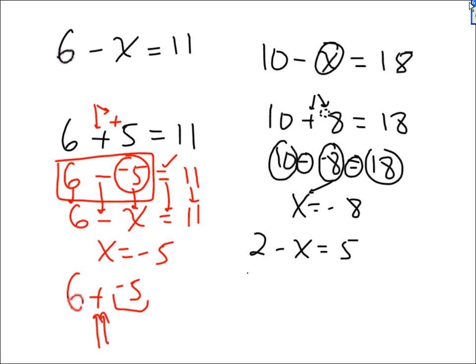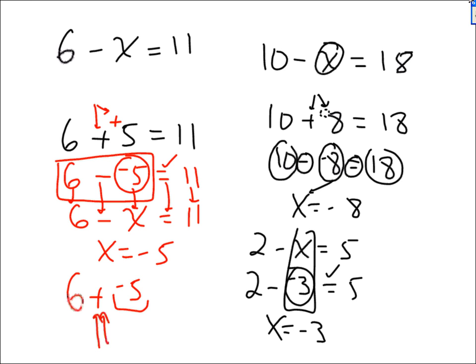2 minus x is 5. You say, and maybe you're going to start catching on. It's 2 plus 3, which I'll write that way. That's x, because 2 minus a negative 3, well, it's not 2 minus 3, so it's 2 plus 3. And of course, 2 plus 3 is 5. x is negative 3. Always think about it. Stop doing math with your eyes closed. It doesn't work.